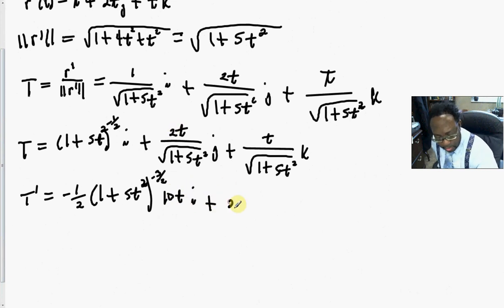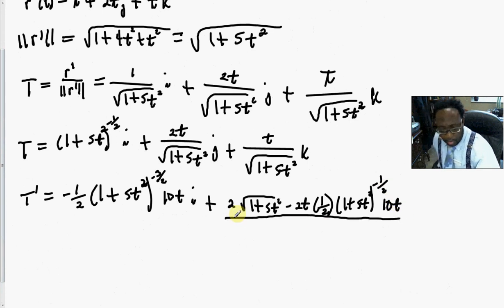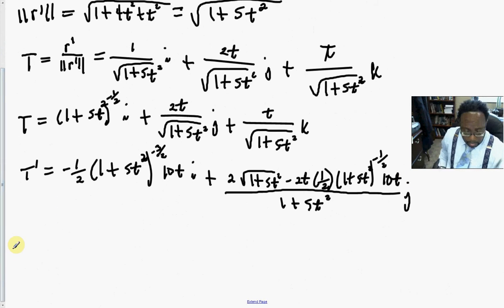The derivative of the first is 2 times the second, the square root of 1 plus 5t squared, minus the first times the derivative of the second. So we get 1/2 times 1 plus 5t squared to the negative 1/2 times 10t, and that's all over the denominator squared, so that's 1 plus 5t squared, j.